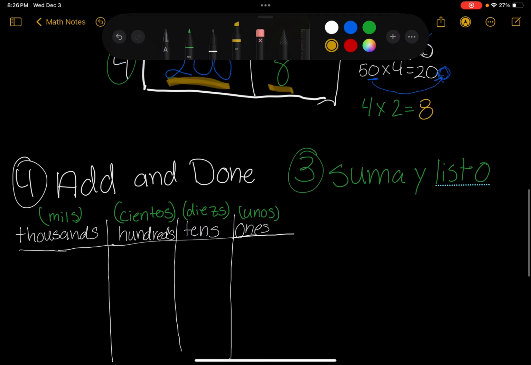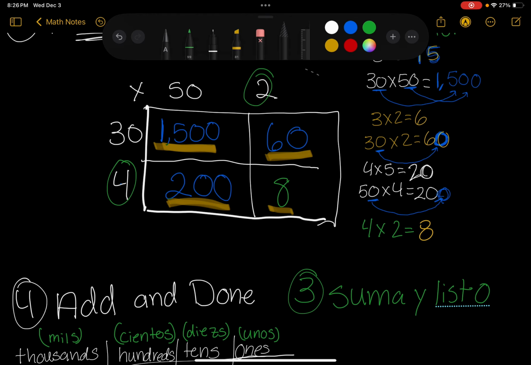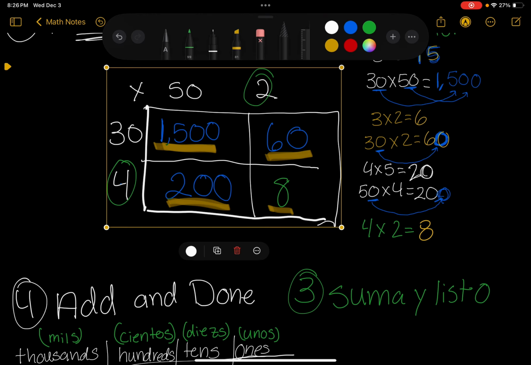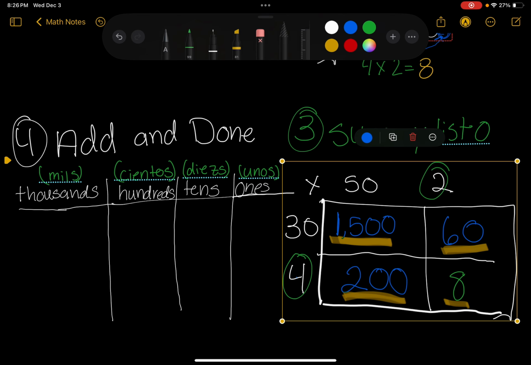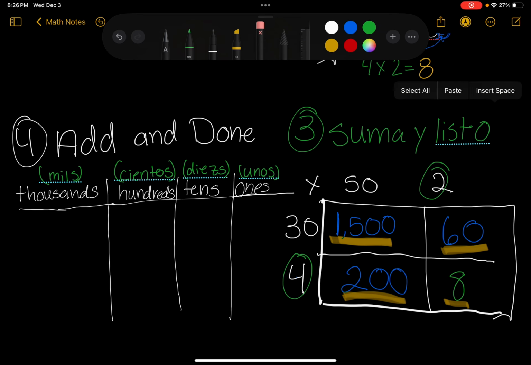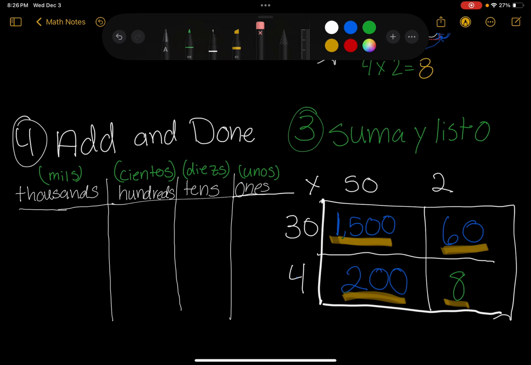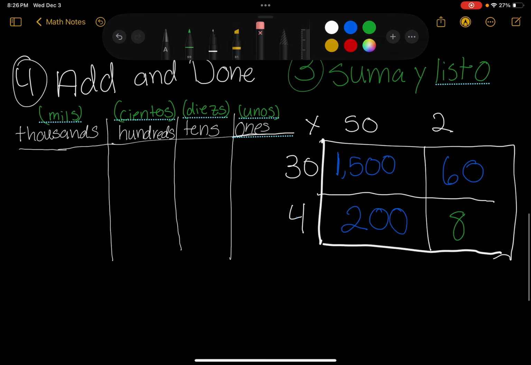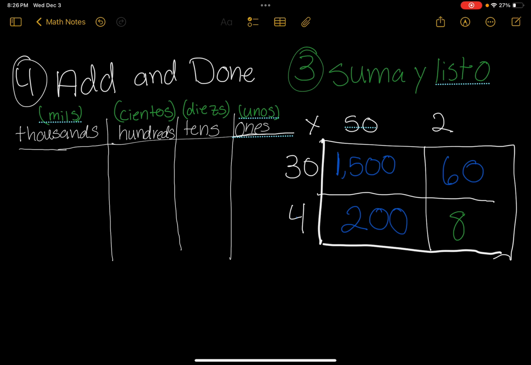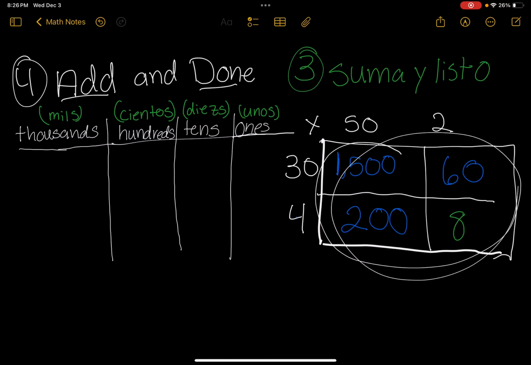And now we're going to move on to adding. Mathematicians are genuinely lazy, so I'm just going to copy this and move this down because I'm not writing this again. Okay. Now, I'm going to erase this. Now, we are going to be done. Now we're going to do add and done. So what you guys are going to do next is add up the numbers inside our box.